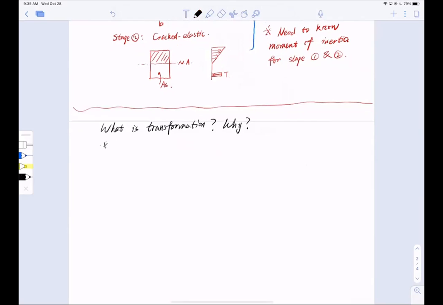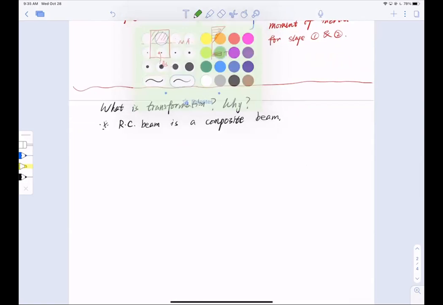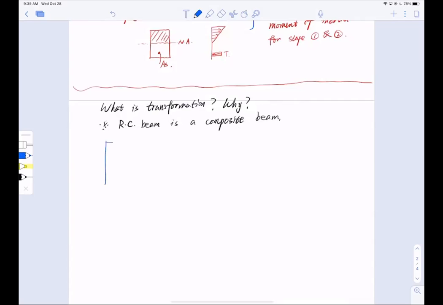It is because an RC beam is a composite section, a composite beam. What does composite mean? It means it has two different materials, and these two materials are concrete and steel. I have concrete here, and I have steel here. So why bother? It bothers because the modulus is different.